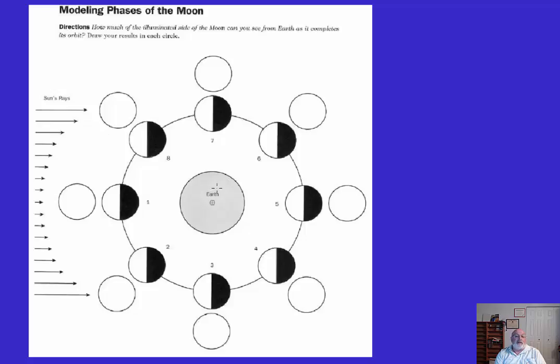The Earth actually rotates, and this is the North Pole, so this is the equator. The Earth rotates in a counterclockwise direction, like that. The moon also revolves around us in a counterclockwise direction, like this.